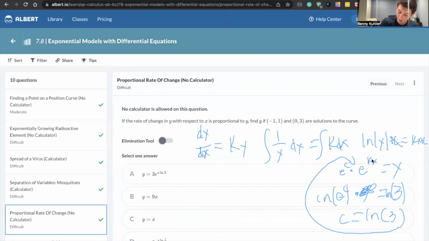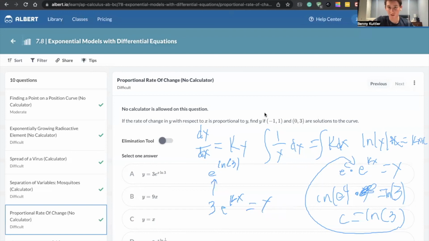So now we have e to the ln of 3, which is just 3 because by definition, it's e to the what equals 3. We're raising e to that power, so it's just going to be 3. So there's going to be 3 times e to the kx equals y. So this is what we have as our equation now.